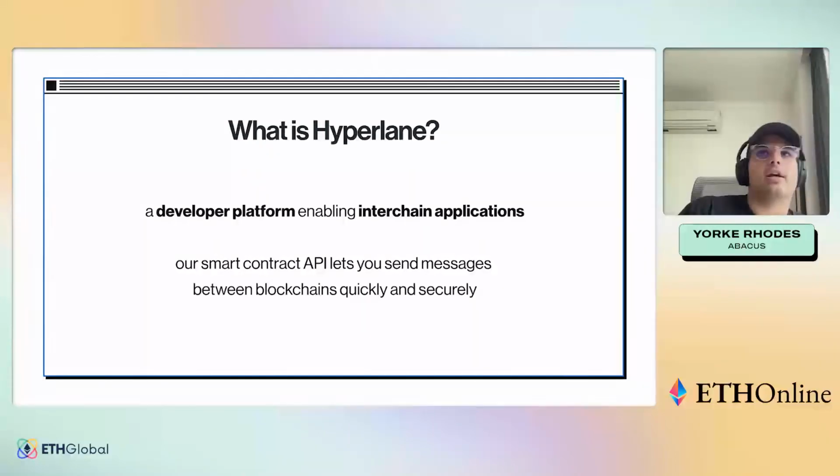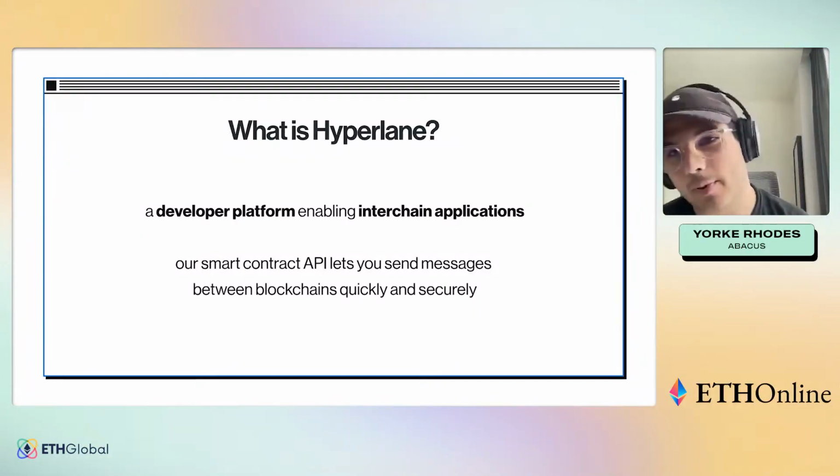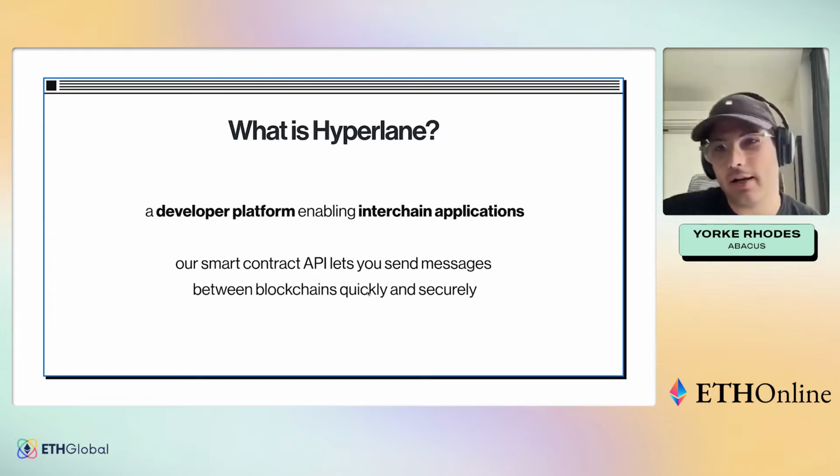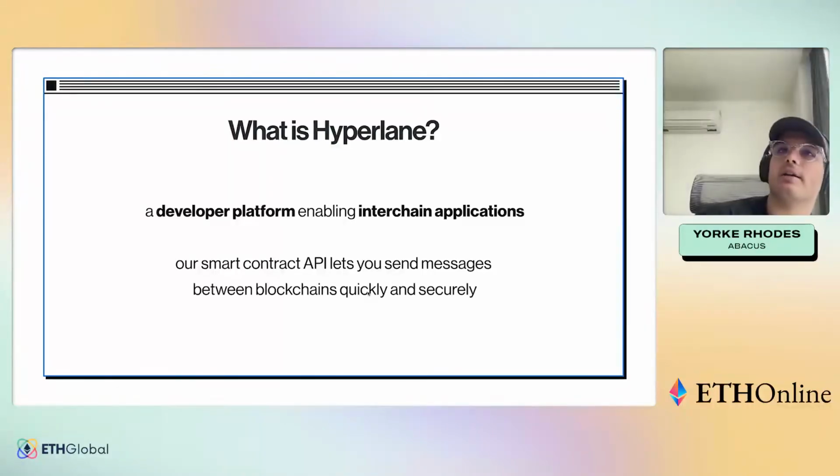Just as a quick overview, Hyperlane is a developer platform that enables developers to build interchain applications. Specifically, there's a smart contract API that lets you send messages between blockchains. And we're specifically optimizing for low latency applications that require high guarantees on distributed security. This is where we might be different from some of the other interchain messaging platforms that you may have heard of.